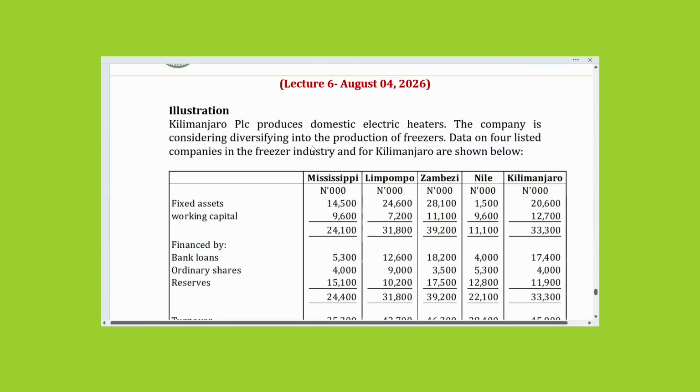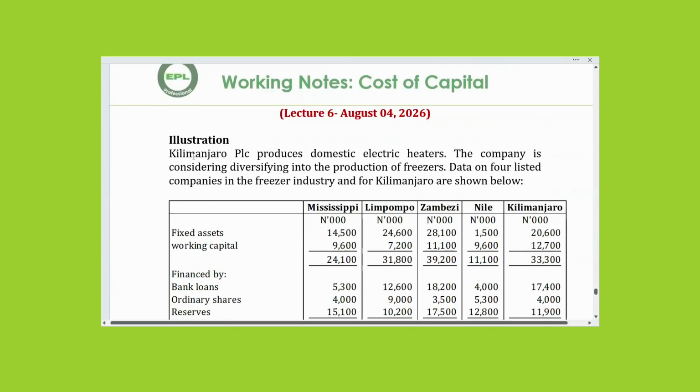Not only that, when you look at the introduction of the question, you are told that Kilimanjaro PLC produces domestic electric heaters. That is the object clause of this company. The company only produces electric heaters. However, the examiner now mentioned that the company is considering diversifying into production of freezers. The company currently produces heaters. They now want to diversify into production of freezers. So because this company is diversifying, we need to calculate project-specific WACC.